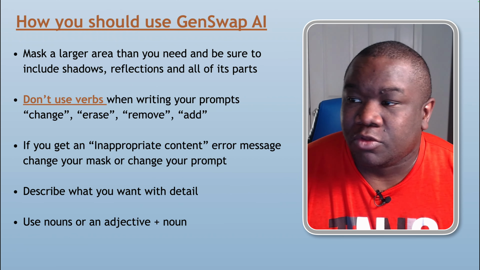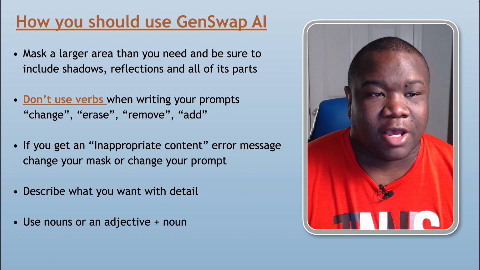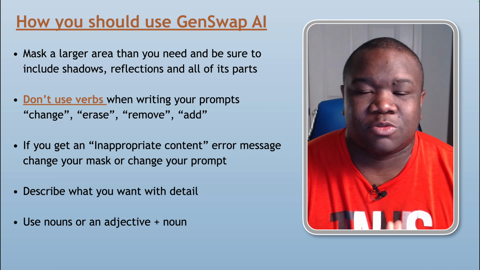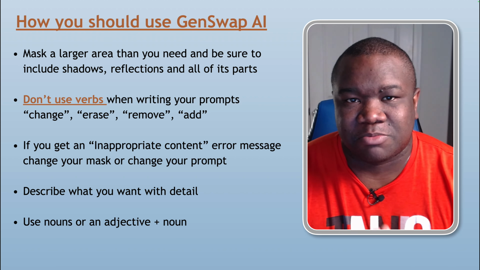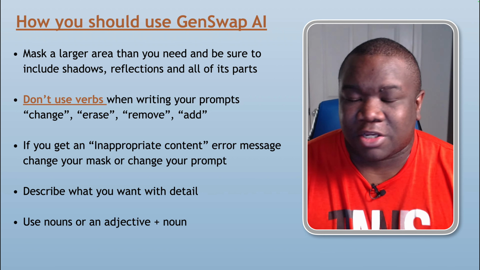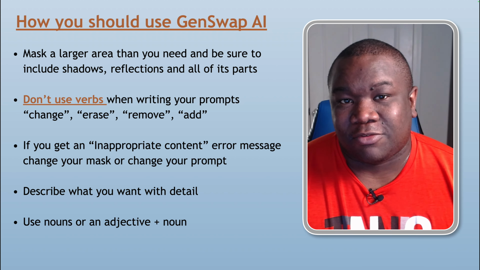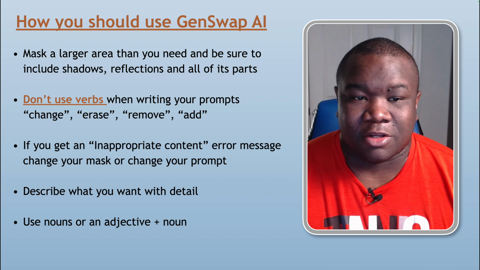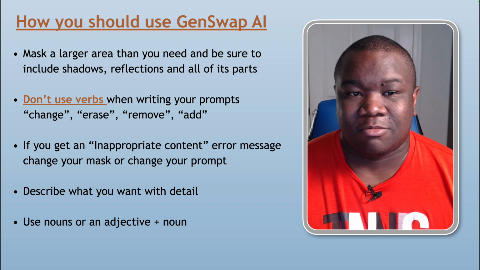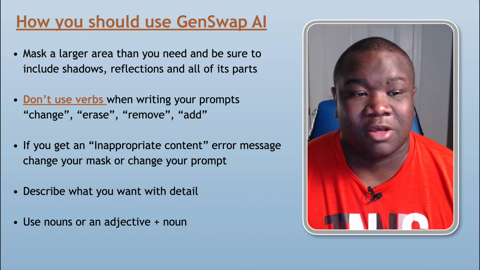All right. So here's the deal. How you should use Genswap AI. Make a larger area than you need and be sure to include shadows, reflections, and all of its parts. Very important. You want to make a larger selection than you need, and you want to make sure that you're including all of the parts, because if you're getting rid of a building and there's a huge shadow that the building is casting, you may want to know that that's going to cause some issues, or you may want to get rid of that.